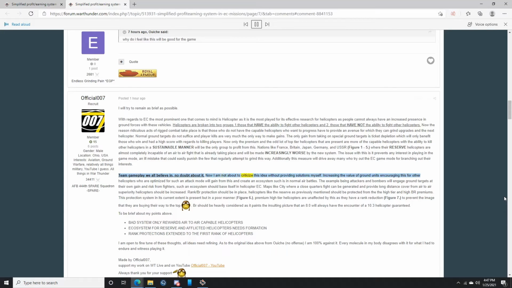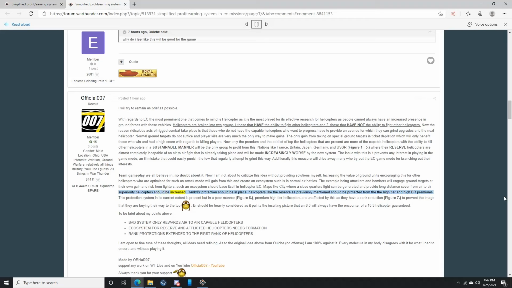Now, I am not about to criticize this idea without providing solutions myself. Increasing the value of ground units, encouraging this for other helicopters who are optimized for such an attack mode, will gain from this and create an ecosystem such as in normal air battles. The example being attackers and bombers will engage ground targets at their own gain and risk from fighters. Such an ecosystem should base itself in helicopter EC maps like City, where a close quarters fight can be generated and provide long distance cover from air-to-air superiority.